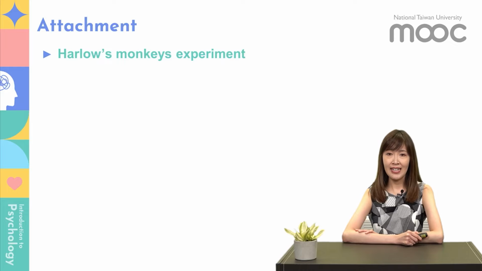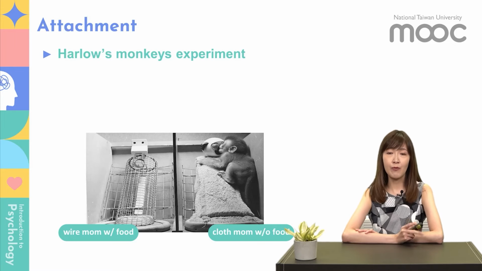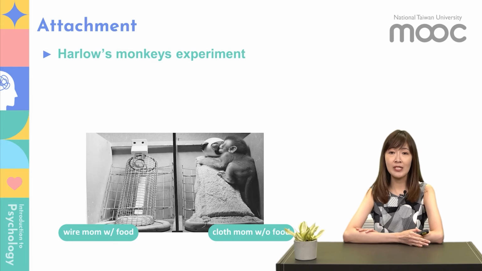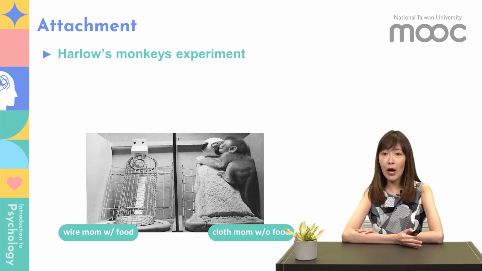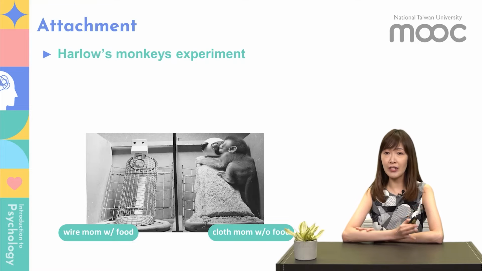Well, at first, there was an animal study with monkeys. So baby monkeys were separated from their moms right after birth, and then they were raised by substitute moms. So these moms are not the real monkeys. They were the fake moms. And there were 2 types of moms. The first type of mom was made of wire, and food was provided. And then the second mom was made of wood, but it was covered with clothes, and there was no food provided. Then what do you think?